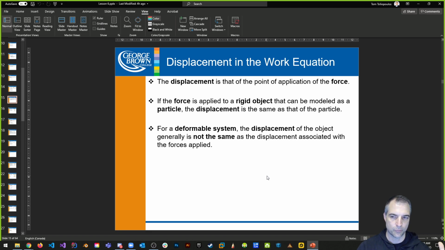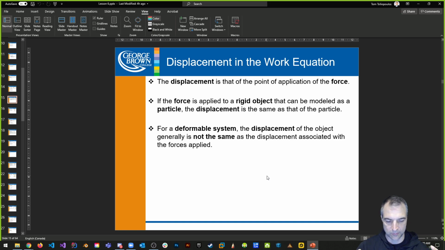Wherever P0 is, that's the initial spot, the initial location, if you will. If the force is applied to a rigid object that can be modeled as a particle, the displacement is the same as that of a particle. For a deformable system, which we're not going to be talking about in this course, it goes out of scope. Deformable systems will be things like soft body physics and those kinds of things, right? The displacement of the object is generally not in the same place as the displacement associated with the force applied, because we have that little wobbly condition potentially. We can deform a system, for example, by bending something.